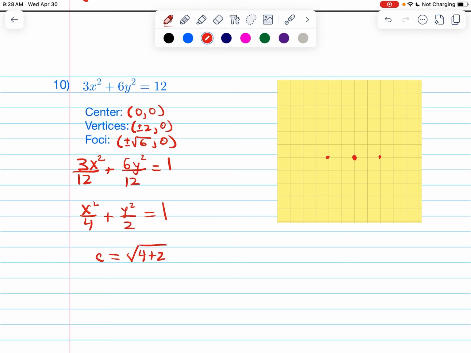Now, as far as sketching this, to get how far we go this way and how far this way, the number under here is 2, so we would go the square root of 2 up and the square root of 2 down. Well, the square root of 2 is about 1.4 or something like that. So it's going to look something like this. There we go. But we don't want to focus on that too much. Pun intended, focus.